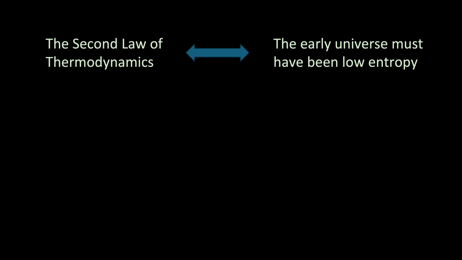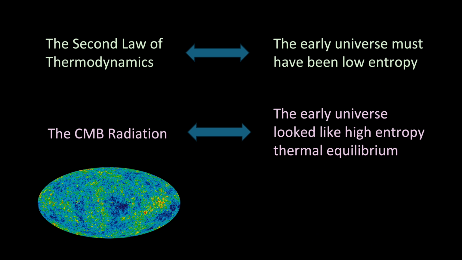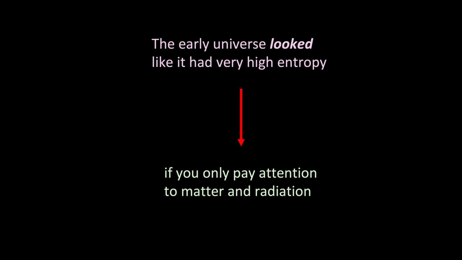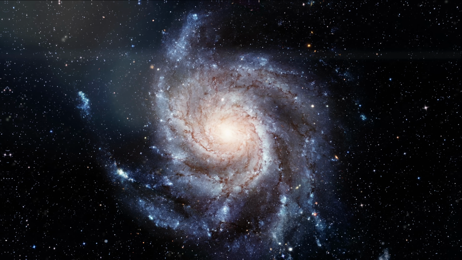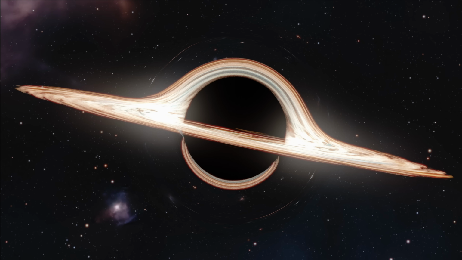And so we can now resolve the apparent paradox we encountered earlier, where it appeared that the second law of thermodynamics demanded that the early universe was in a low entropy state, whereas the cosmic microwave background radiation appeared to indicate that the early universe looked like a state of high entropy thermal equilibrium. You see, the early universe looked like it had very high entropy if you only pay attention to matter and radiation and ignore gravity. Whereas from a gravitational perspective, it was an extraordinarily special low entropy state, almost perfectly smooth and uniformly distributed, with enormous scope for future clumping and the formation of structures such as stars, galaxies, and ultimately black holes, the true entropy monsters of our universe.